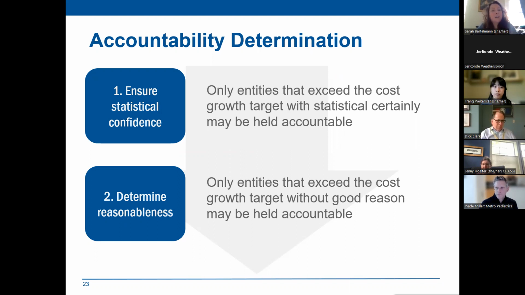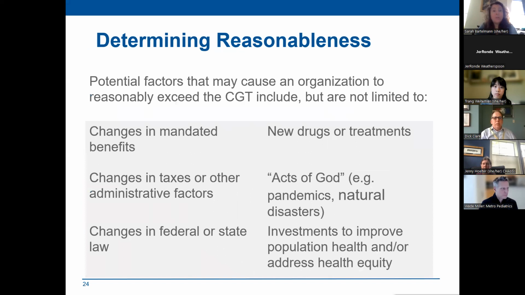So on the next slide, I'm going to highlight some of those factors. This is not an exclusive list. There might be others. We expect that this list will continue to evolve over the next couple of years. We will also be working on codifying this list and the process in rulemaking next year. So this conversation will continue to develop. But some of those potential factors.